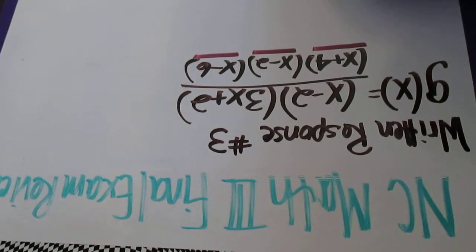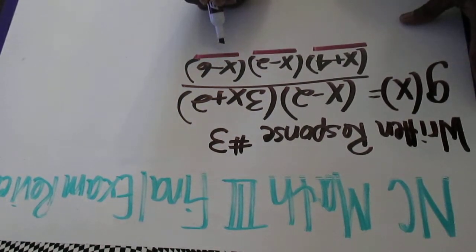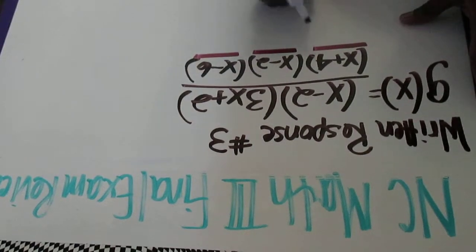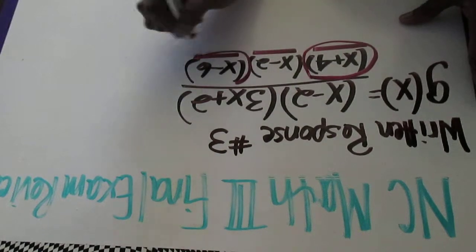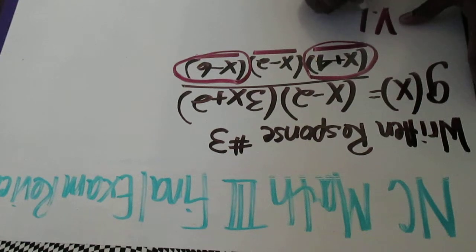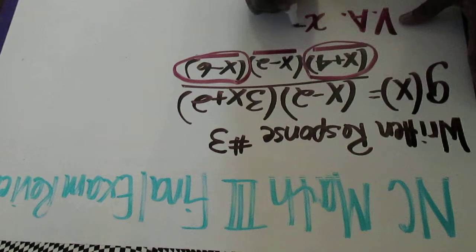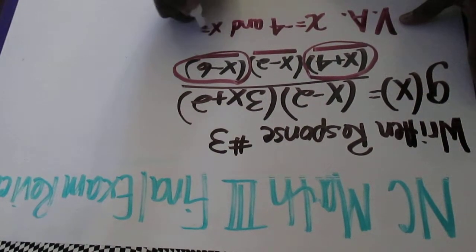So let's start with the vertical asymptotes. You're going to look at your denominator. Look at what values of your denominator will make this function undefined. So you have x plus 4, x minus 2, and x minus 6. If the factor only appears in the denominator, like x plus 4 and x minus 6, then you have a vertical asymptote at the value that will make them 0. So we have a vertical asymptote at x equals negative 4 and at x equals 6.